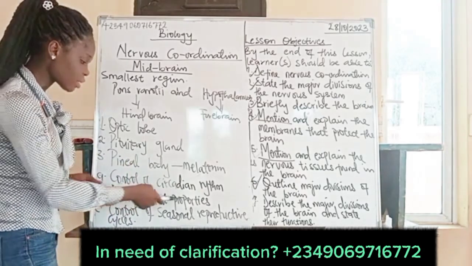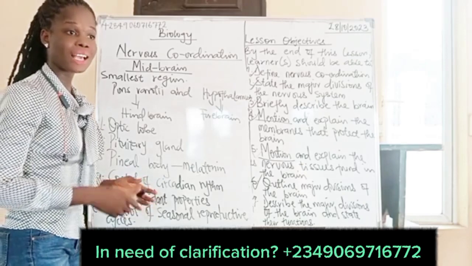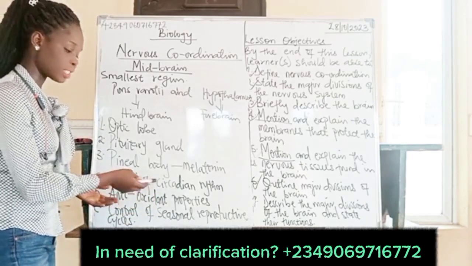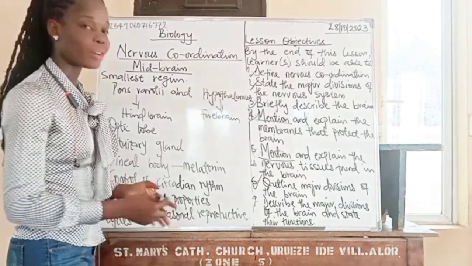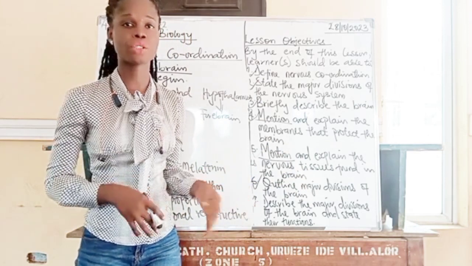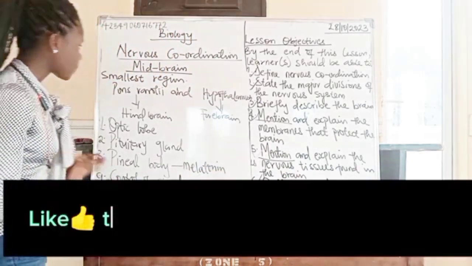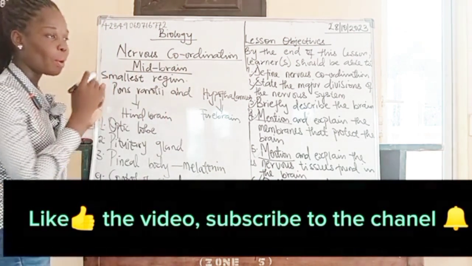Then we have the antioxidant properties. Melatonin is capable of protecting tissues and cells in the body from oxidative damage. Finally, we have the control of seasonal reproductive cycles. That is, it controls the timing of reproduction in many animals. That is it for the midbrain, which is the middle region of the brain.